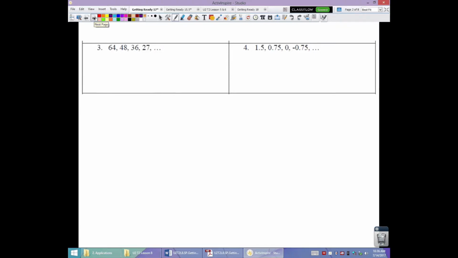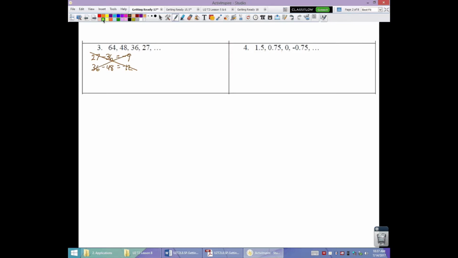All right, number 3, we're going from 64 down to 48 and then down to 36. Well, for a pattern to decrease, it either has to be an arithmetic sequence with a negative common difference, or it needs to be a geometric that is multiplying by a fraction or decimal smaller than 1. So if we look here, if we tried 27 minus 36 from the back in reverse, 27 minus 36 is negative 9. Then 36 minus 48 is negative 12. That means there's no way it's arithmetic.